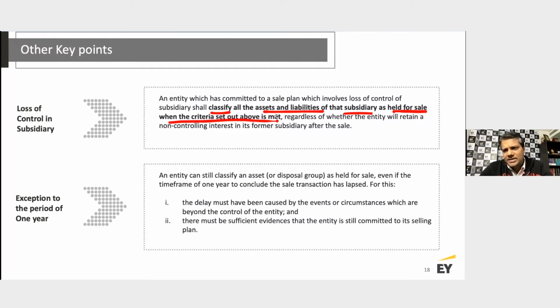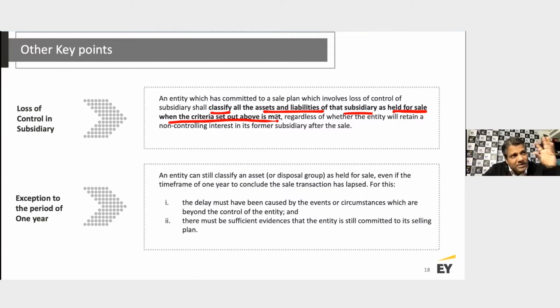So for reasons like COVID, right? If COVID happened, all plans went for a toss, okay? But I still intend to continue to sell it. So possibly it can be argued that this was a situation beyond my control, and hence I should continue to classify such disposal group as held for sale.